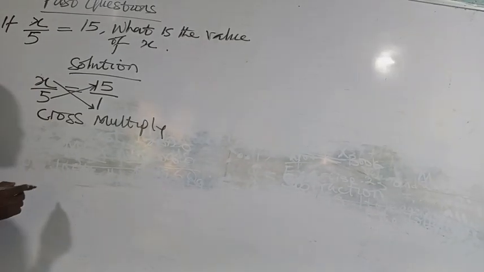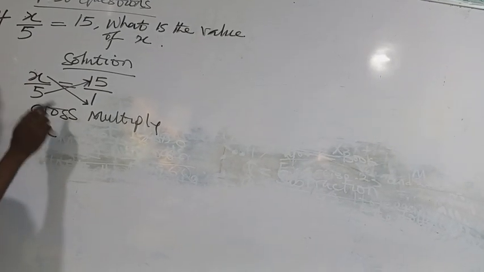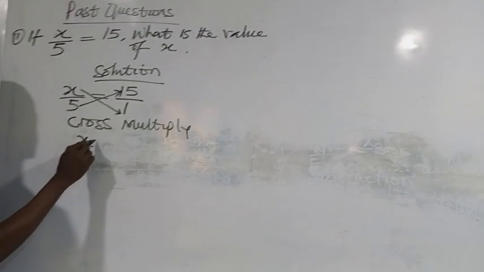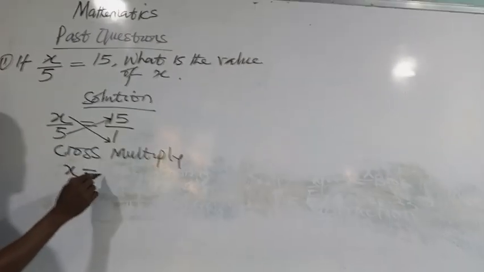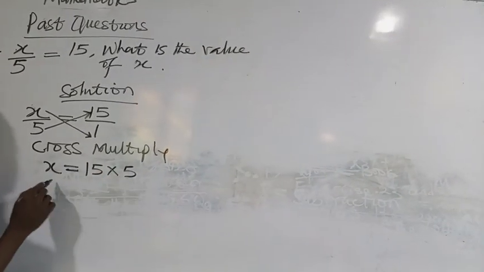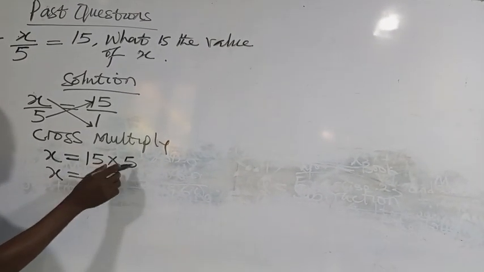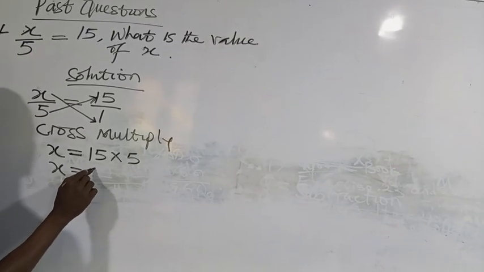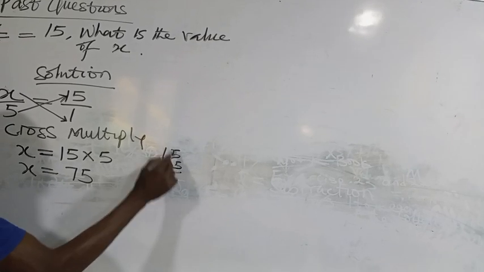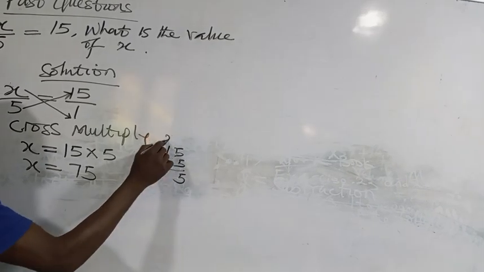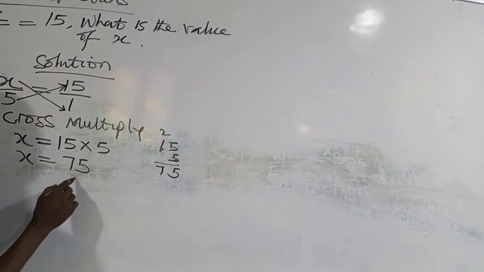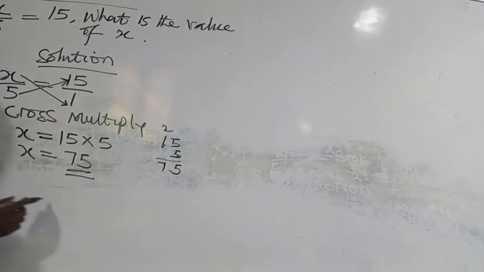So x times 1 will give you x. 1x is the same thing as x. Then you have the equal sign here. x equals 15 times 5, which will give us 75. How do we get 75? 15 times 5: 5 times 5 will give us 25. Remember 2. 5 times 1 is 5, plus 2 will give us 7. So the value of x is 75.